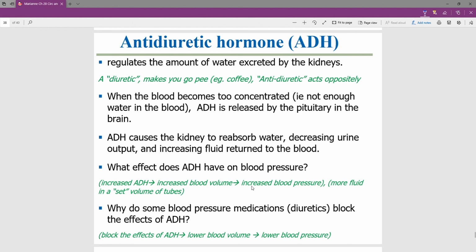Oops, did I just say that backwards? Let me try that again. When blood's too concentrated, ADH is released. ADH causes the kidney to reabsorb water, increasing the fluid return back to the blood. Antidiuretic hormone will have an effect on blood pressure. There are many blood pressure medications that work as diuretics or block the effects of antidiuretic hormone.